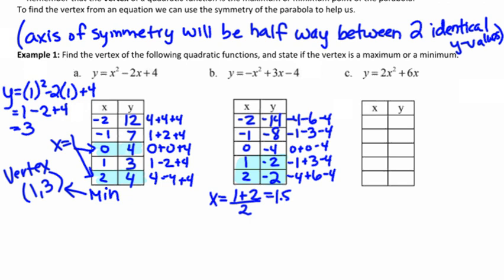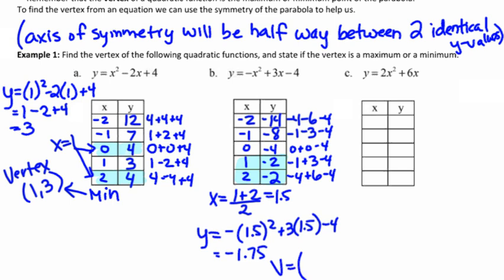So what is my vertex when my x is that? y equals negative 1.5 squared plus 3 times 1.5 minus 4. Gives us a negative 1.75. So my vertex, my x value is 1.5, my y is negative 1.75, and as we discussed at the start, it's opening down, so this will be my max value.